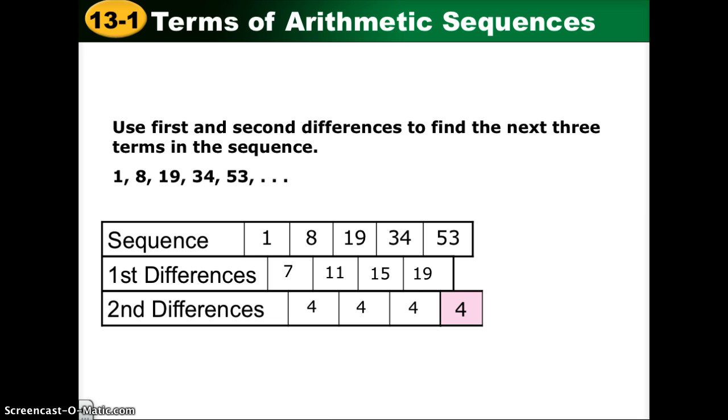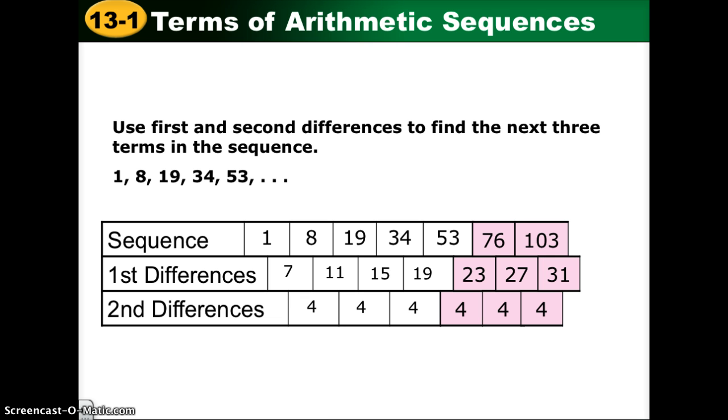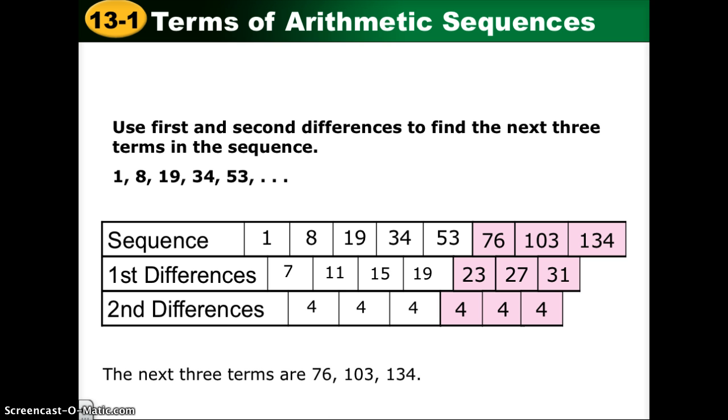So to find the next number, we would add 4 to the first difference to get 23, and we would add 23 to the sequence to get 76. We would do that another time. Add 4 now to 23 to get 27. 27 plus 76 is 103. Add 4 to 27 for 31. Add 31 to 103 for 134. So sometimes we have to dig a little bit deeper.